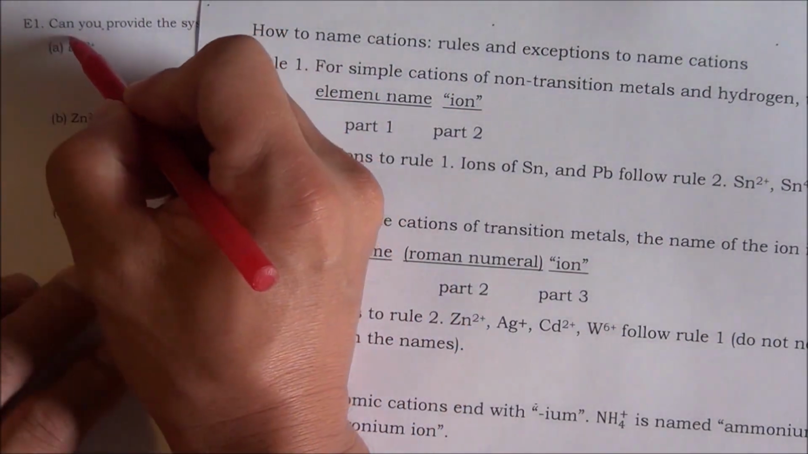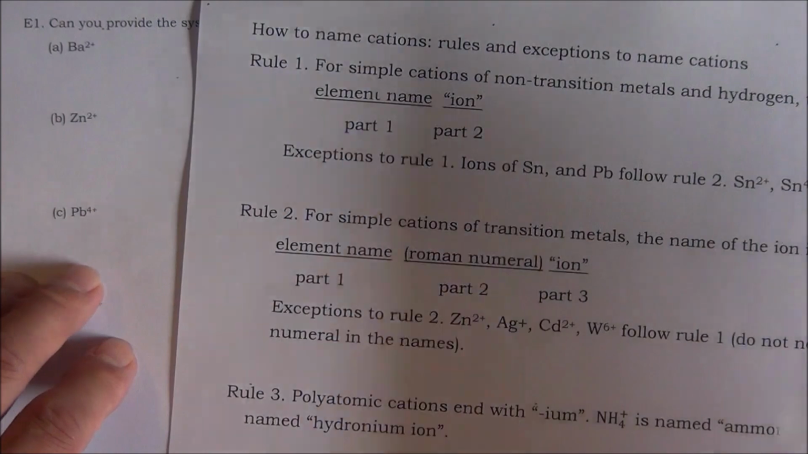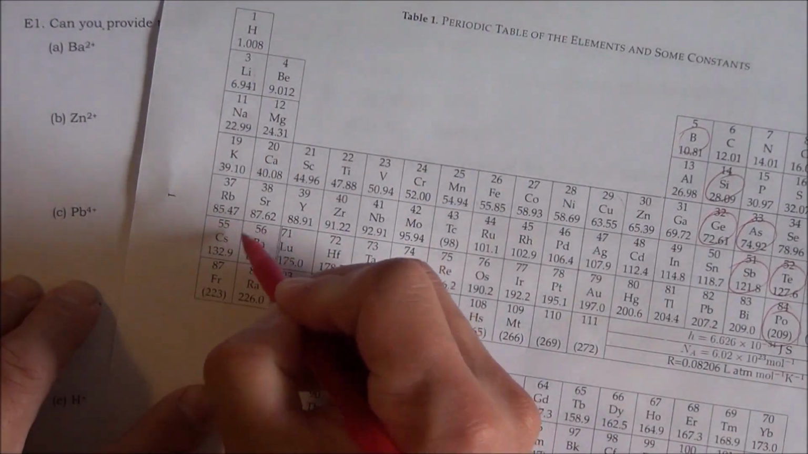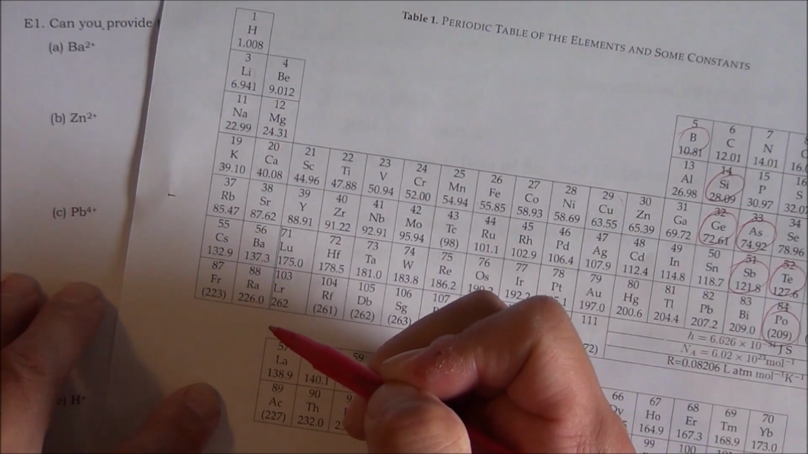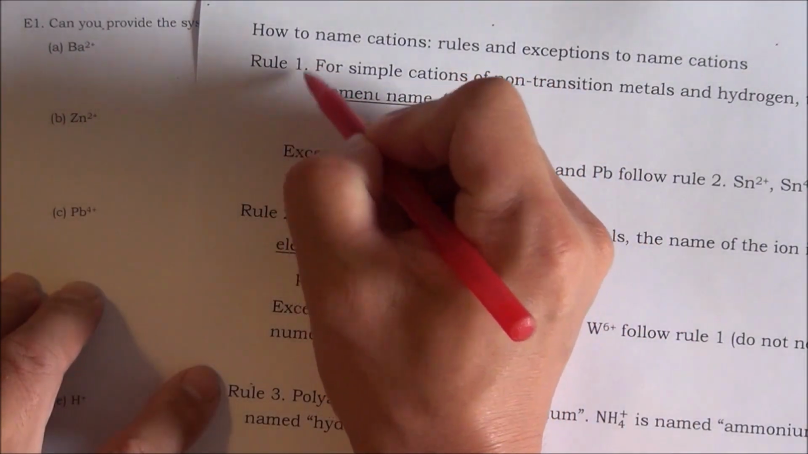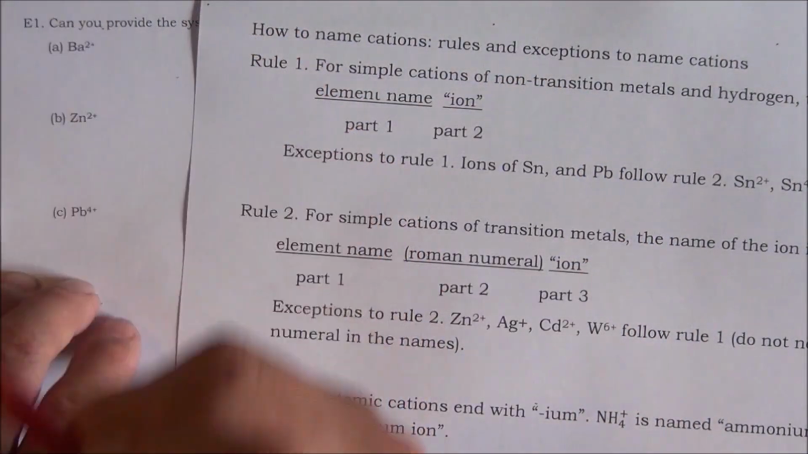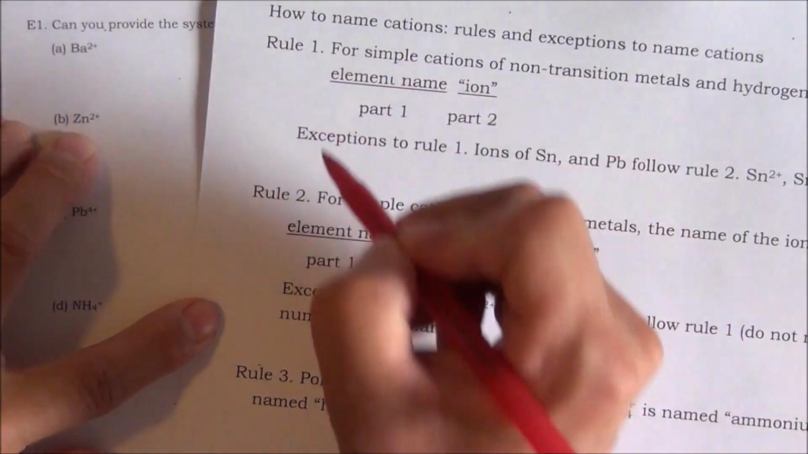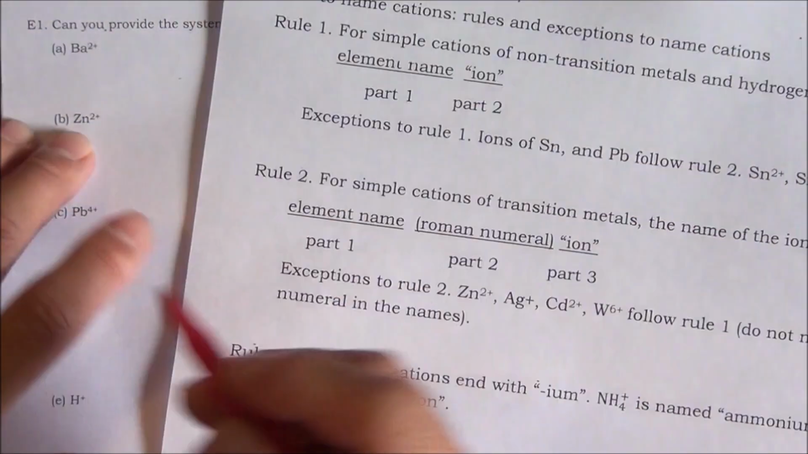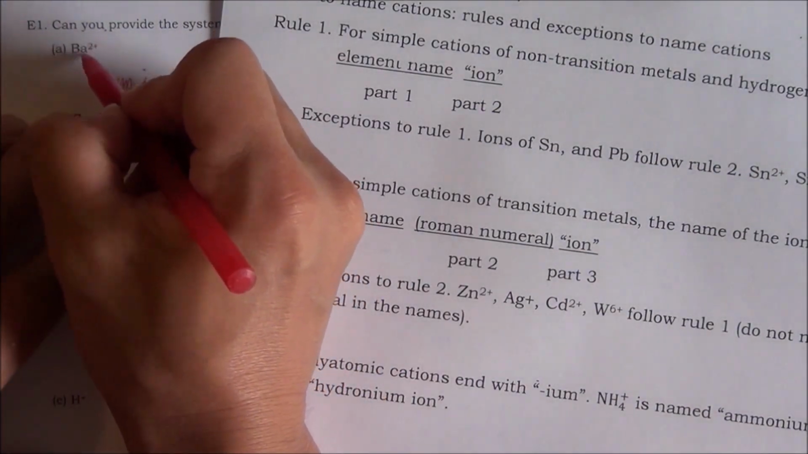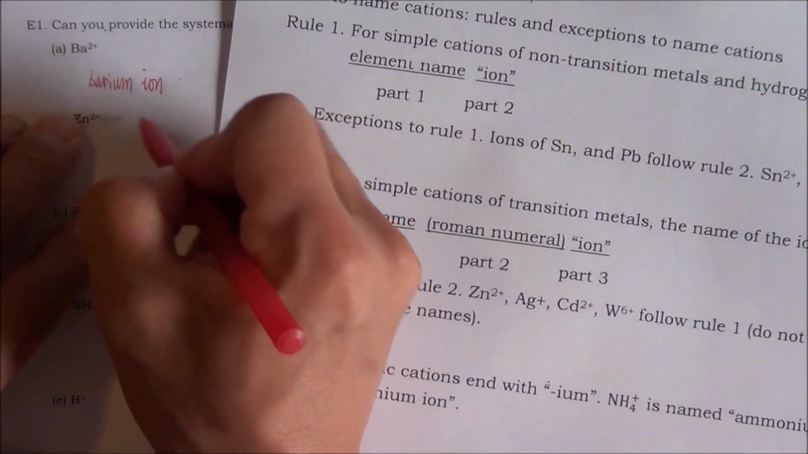The first example is Ba2+. Let's look at the periodic table. Here is Ba, a non-transition metal. Therefore, we will use rule number 1 to name this ion. The name will be the element name plus ion. The name of Ba2+ is barium ion.